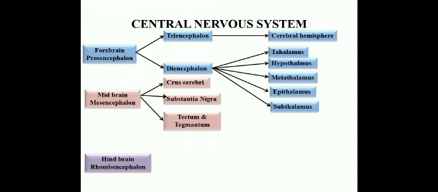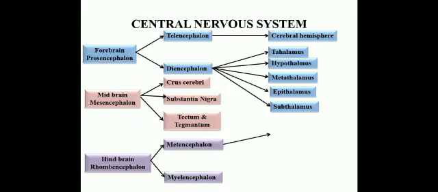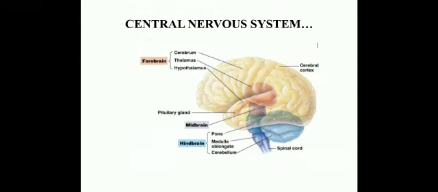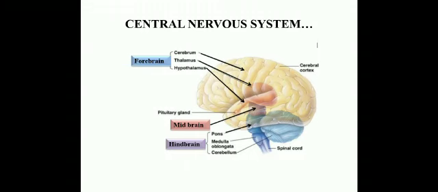The hindbrain or the rhombencephalon consists of metencephalon and the myelencephalon. The metencephalon is made up of pons and cerebellum. The myelencephalon includes the medulla oblongata. So, here we can make out the forebrain including the cerebrum, thalamus, the hypothalamus, the midbrain, the hindbrain including pons, medulla oblongata and the cerebellum.